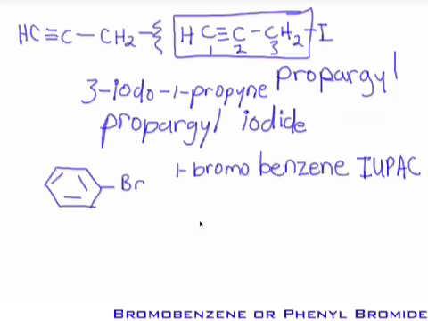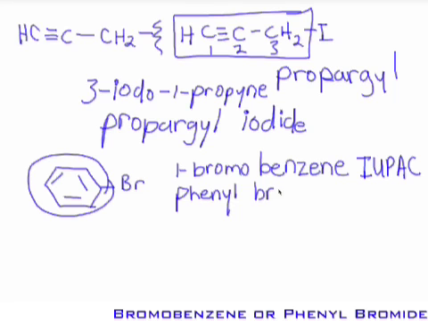The common name for this is to name this like an alkyl group. And remember, last lecture we learned that this is called a phenyl. So the common name would be phenyl space bromide. Notice 1-bromobenzene has no space. If it looks like there is one, I apologize, but there is no space here. This is all one word. So that's a common name.